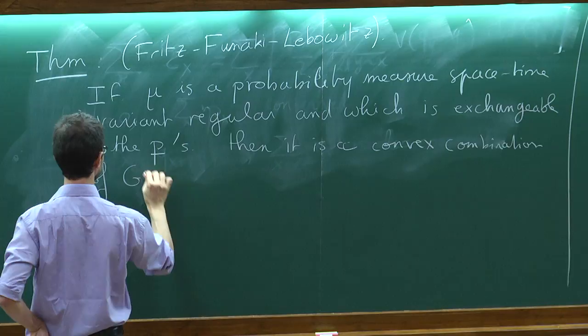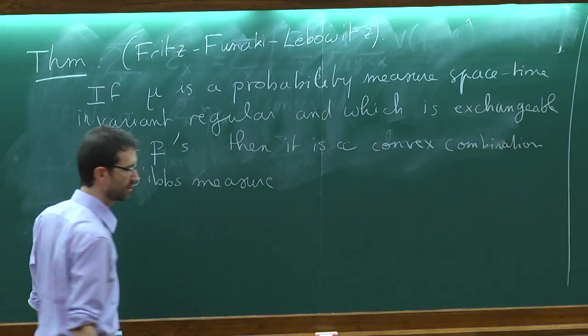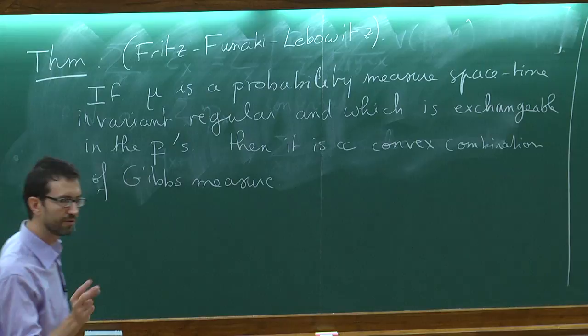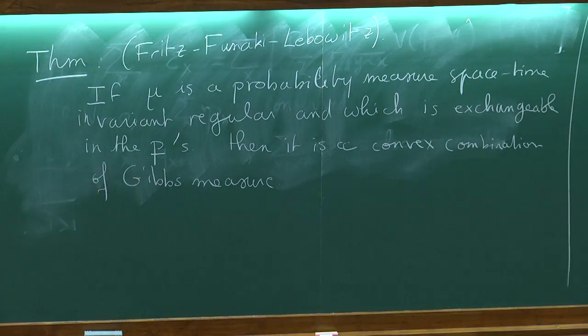So what does exchangeable mean? It means that if you have your probability measure, and you choose some site x, and you exchange px with px plus 1, you get some new probability measure by doing this operation. Exchangeable means that you don't modify the law. You exchange px with px plus 1, and then you keep the same law. It is the same probability measure. That is the notion of exchangeability.